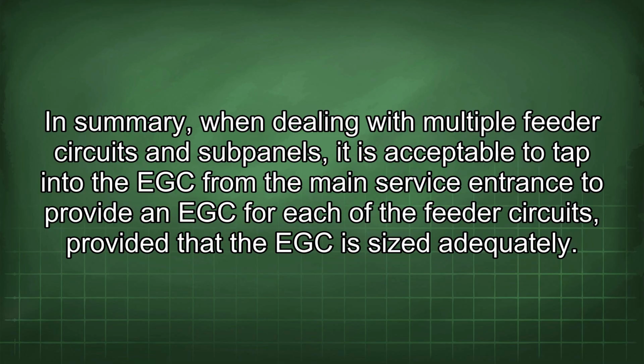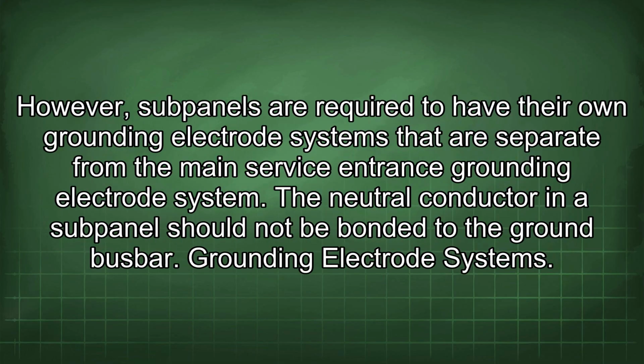In summary, when dealing with multiple feeder circuits and subpanels, it is acceptable to tap into the EGC from the main service entrance to provide an EGC for each of the feeder circuits, provided that the EGC is sized adequately. However, subpanels are required to have their own grounding electrode systems that are separate from the main service entrance grounding electrode system. The neutral conductor in a subpanel should not be bonded to the ground bus bar.